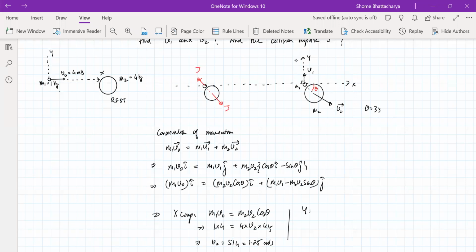And same thing when I balance the y component, you can see left hand side y component is 0, right hand side it is m1 v1 minus m2 v2 sin theta. This is telling me that 1 into v1 is 4 into v2 into sin 37, which is 3 by 5. So this is like our second equation. This was our first equation. So from the first equation, we are getting this as 5 by 4. So from this, you can see that v1 I think will become 3.